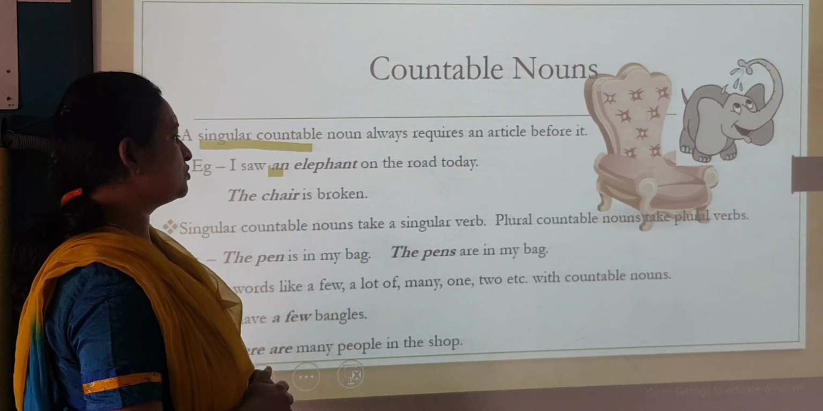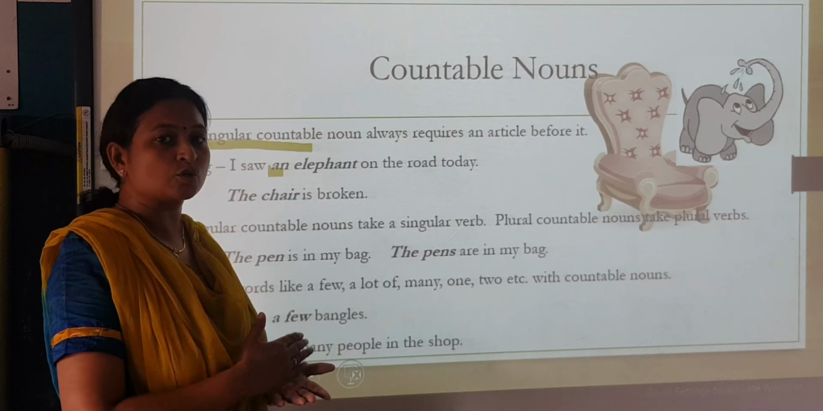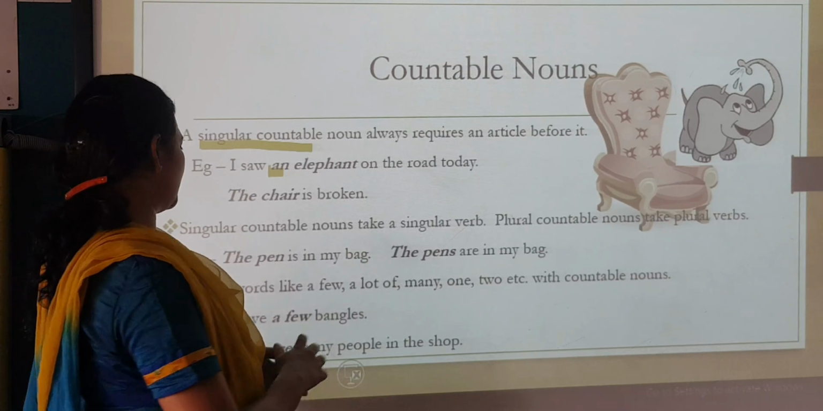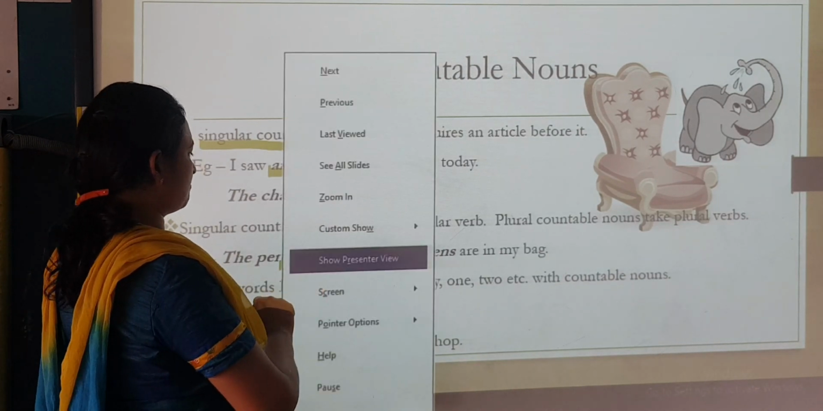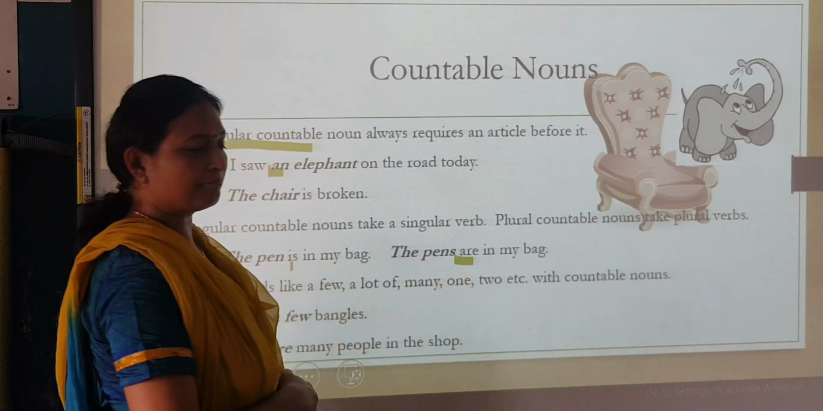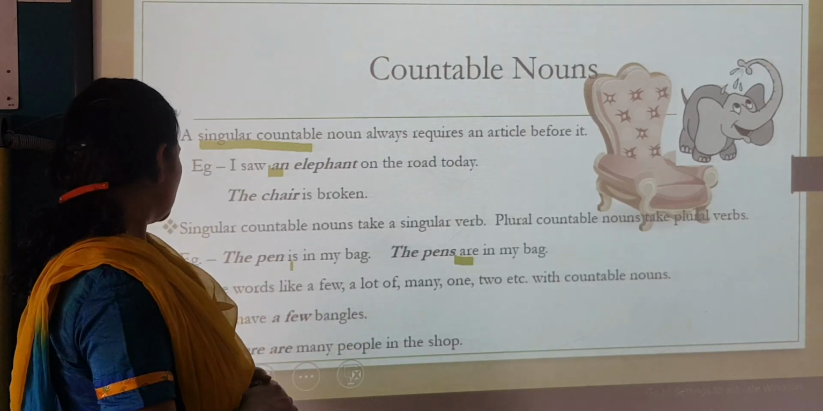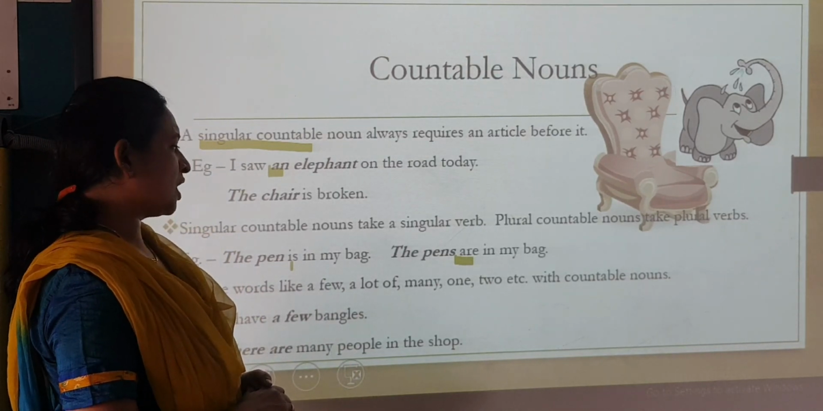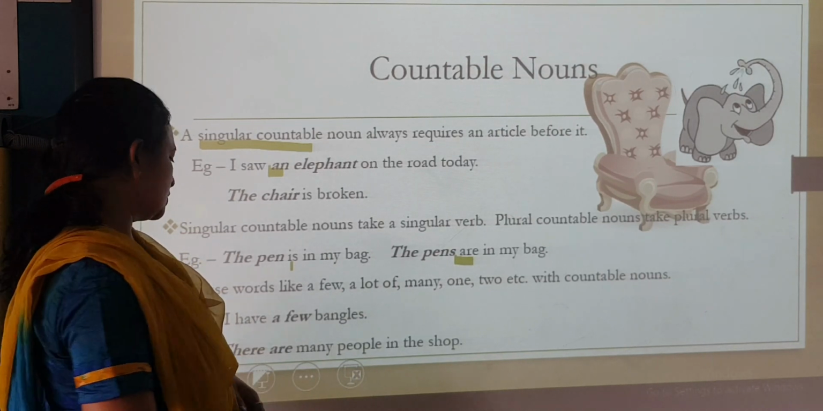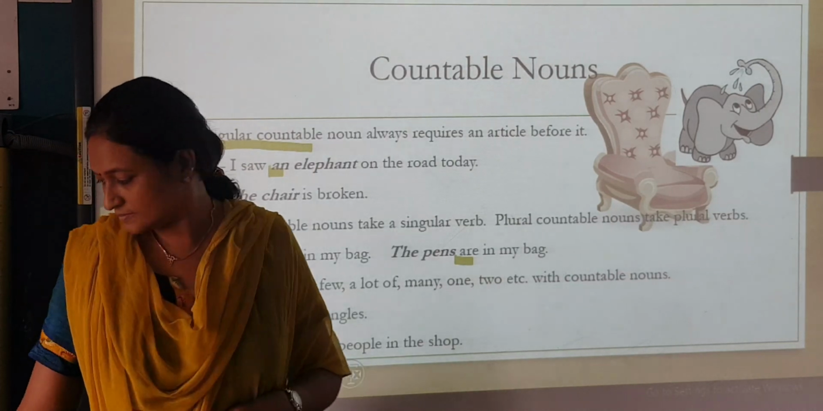A singular countable noun takes a singular verb. Whatever the subject is, it should agree with the verb. Plural countable nouns take a plural verb. For example, the pen is in my bag. The pens are in my bag. So according to the subject, the verb should be changed. We use words like a few, a lot of, many, one, two, etc. with countable nouns. For example, I have a few bangles.